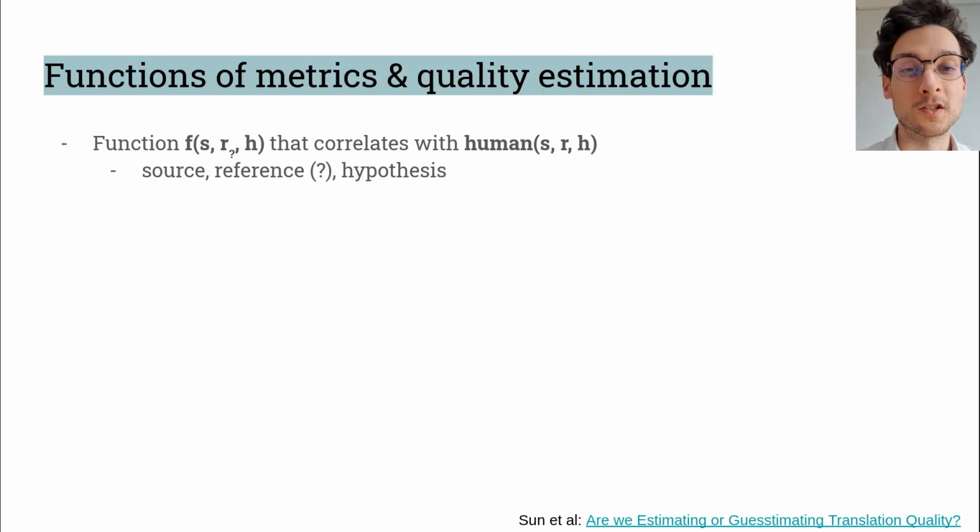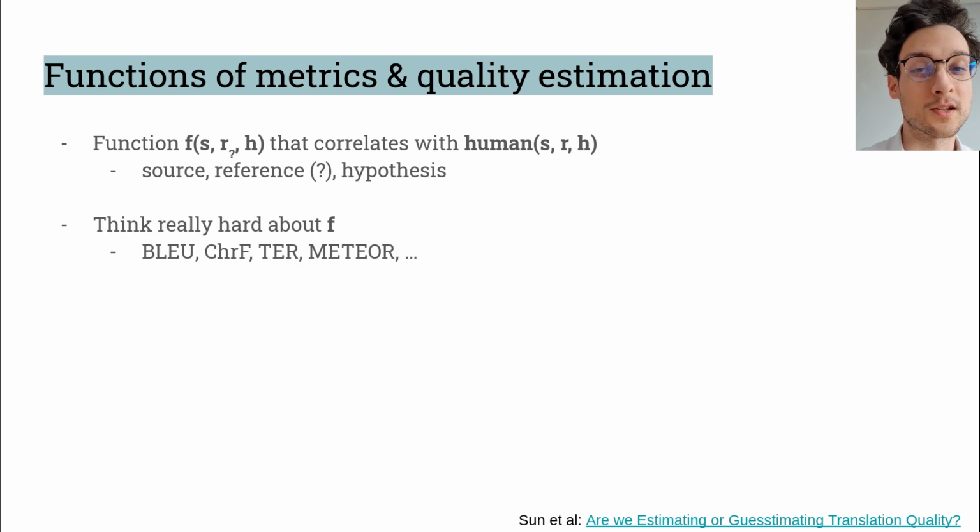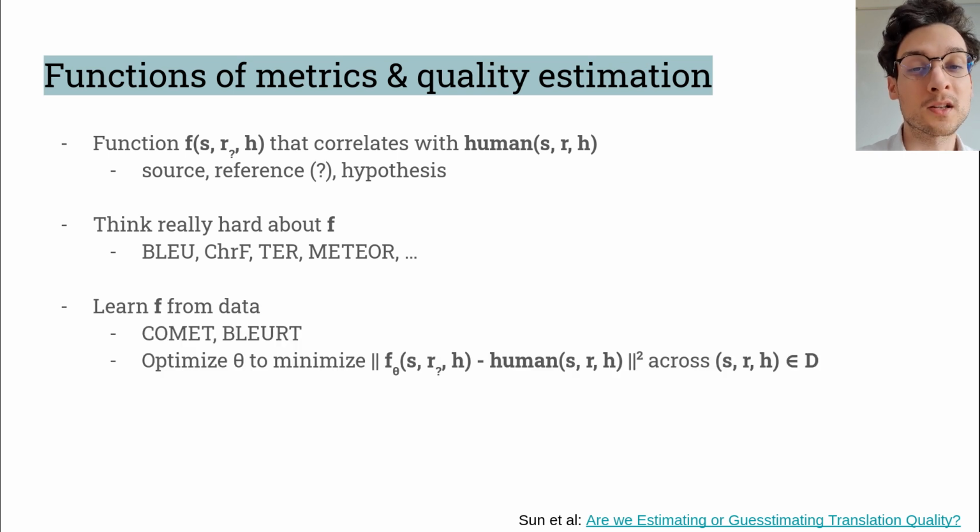Our task is to find a function that correlates well with humans. If we allow the reference, we have the standard metric, and one way to go about finding the function f is to just really think hard about what it means for translation to be good. And people have done that and came up with lots of different metrics, such as BLEU or character level F-score. However, another approach is to also learn the metric from data. That is to minimize the difference between the model prediction and actual human scores.